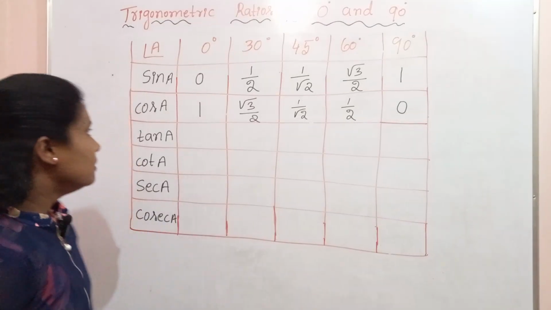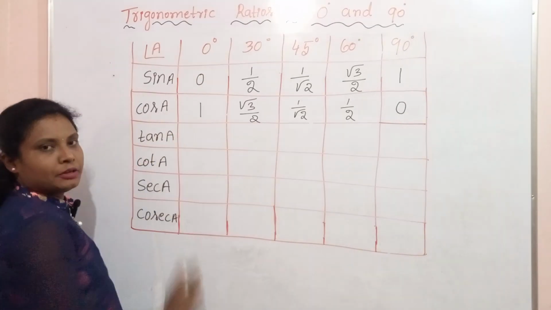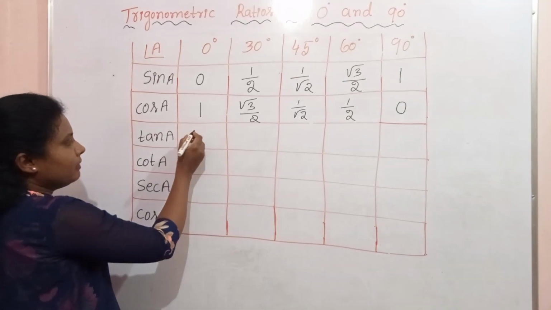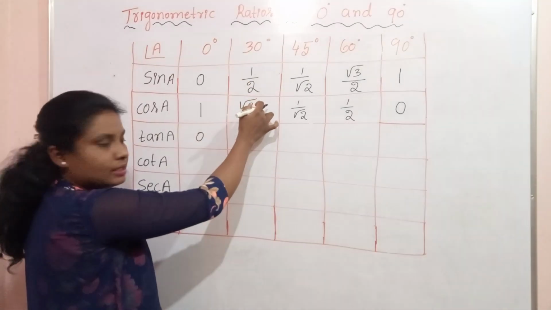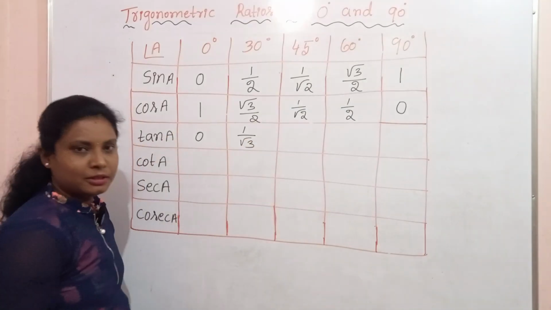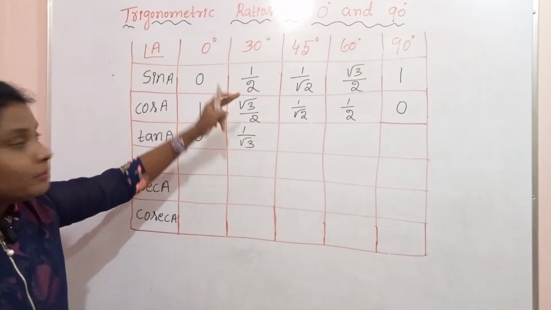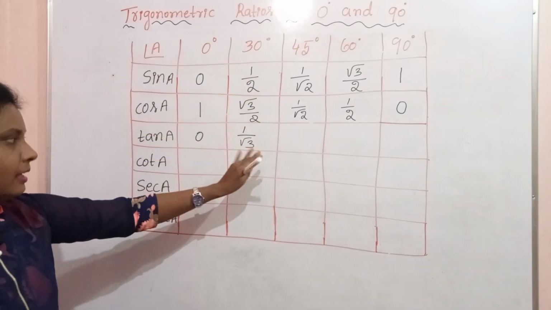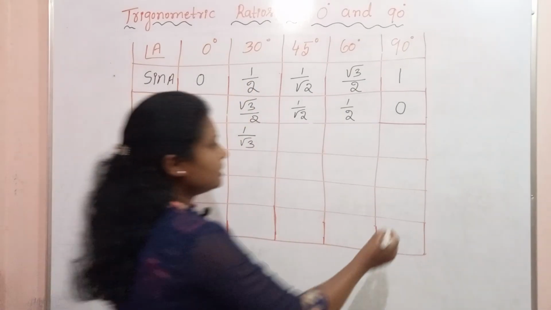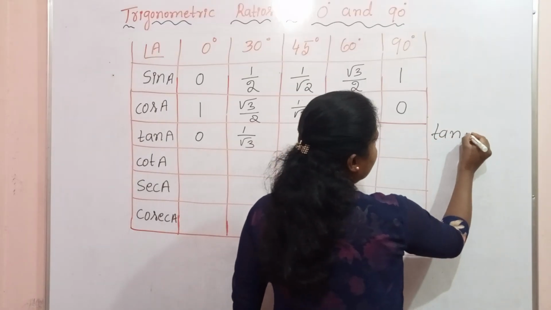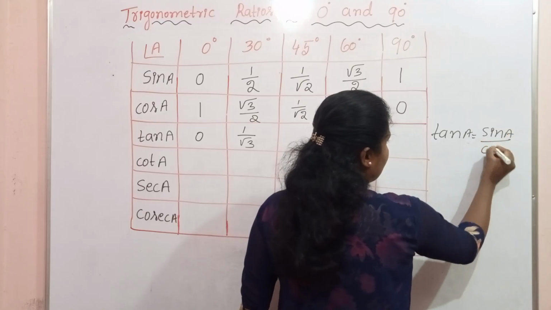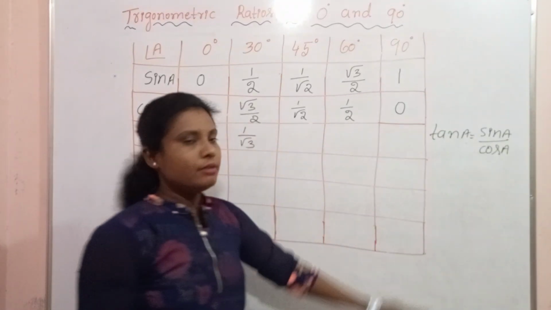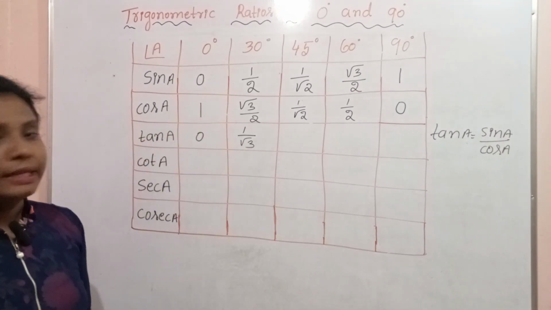It's simple. Take numerator and denominator. 0 by 1 is 0. Simple. Here, what is the numerator? 1. Then again this numerator, root 3 by root 3. Then what happens? This 2 gets cancelled, you will get this. So we know tan A function is equal to sin A divided by cos A. This is the tan A function. So that only we followed here.